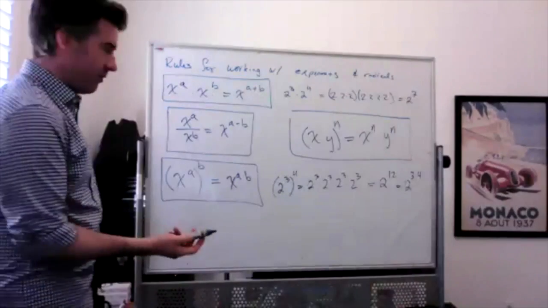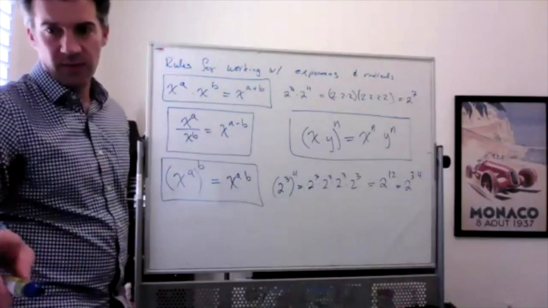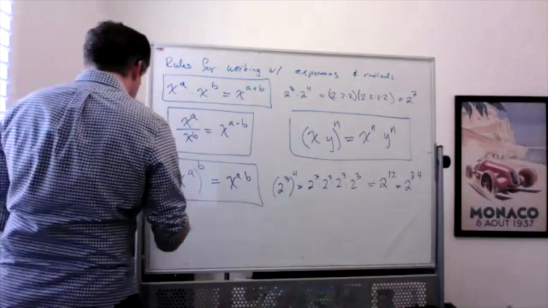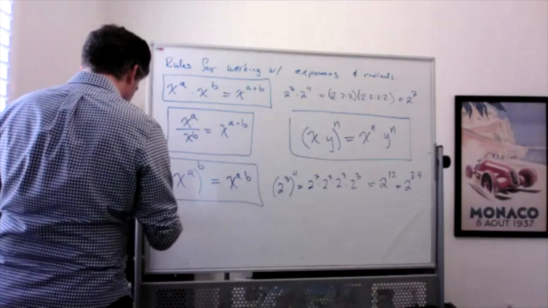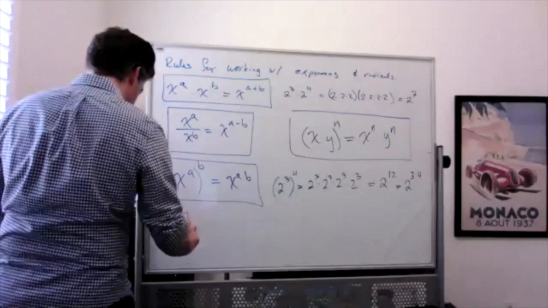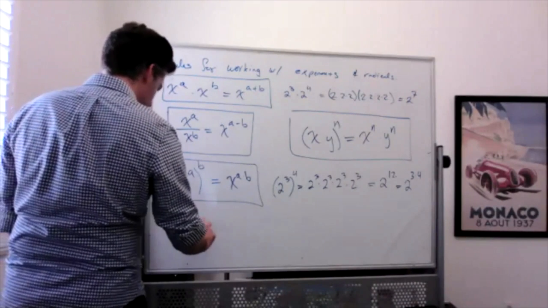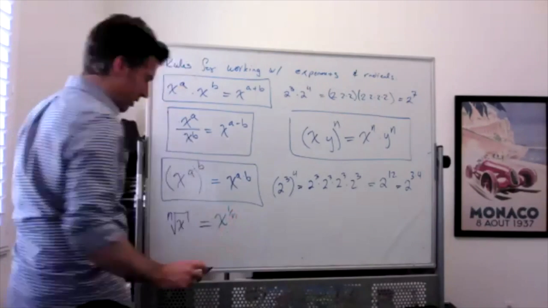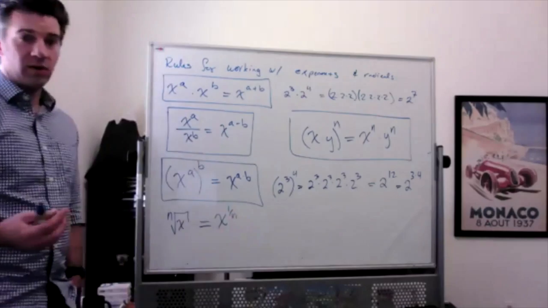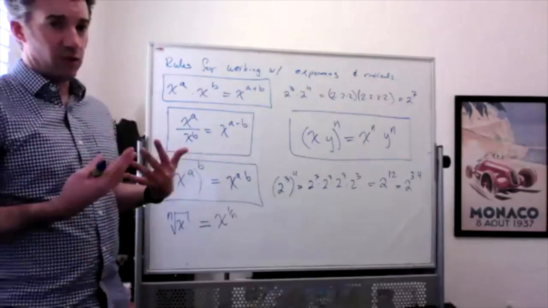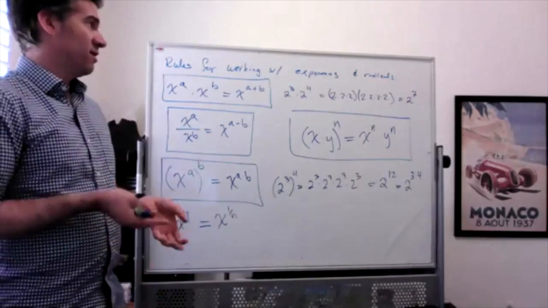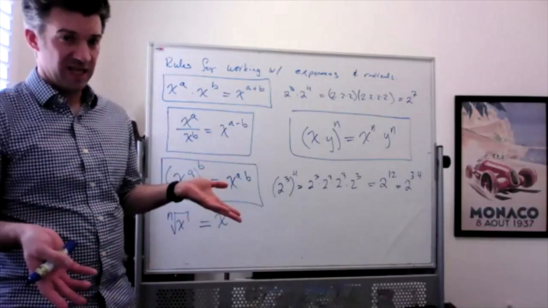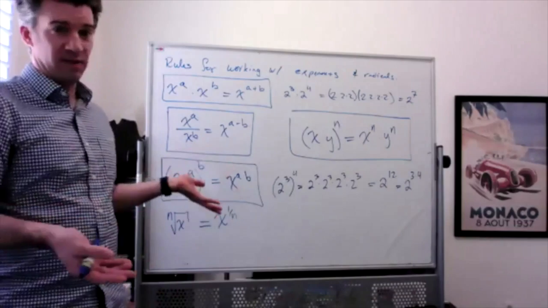We also have, I'm going to throw in an extra one there that's not on this list. We have that the nth root of a number is the same as that number to the 1 over n power. So it's actually really worth noting that radicals and exponents are the same things. It's just that we sometimes write them differently.